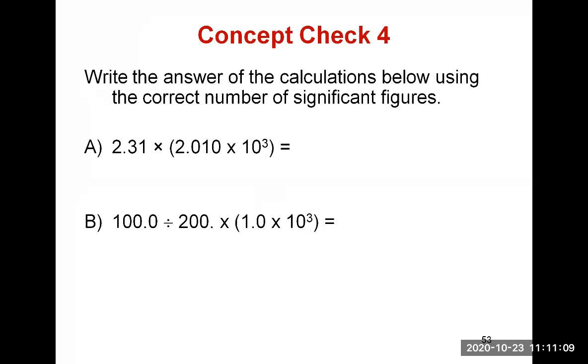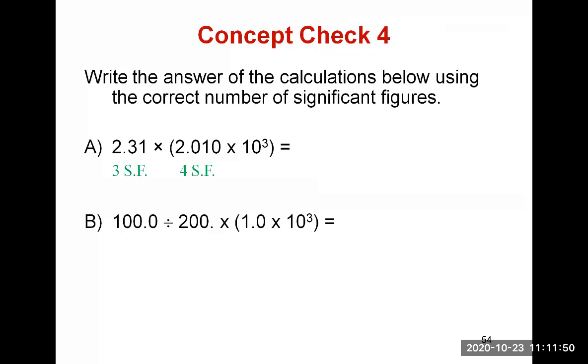So 2.1 times 2.010 times 10 to the third. Here, what's in the parentheses is simply a number in scientific notation. We have 2 numbers. Let's determine the number of significant figures in each. First one has 3 significant figures. The second one has 4, right? All zeros are significant in this case because it's the coefficient of a scientific notation. And you can also tell that the first 0 is a sandwich 0, the last 0 is a trailing 0.